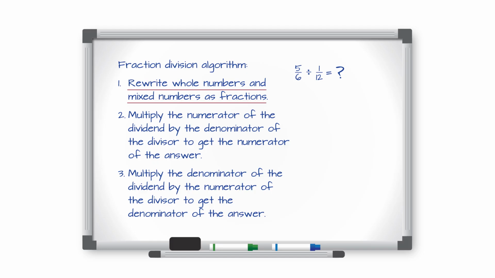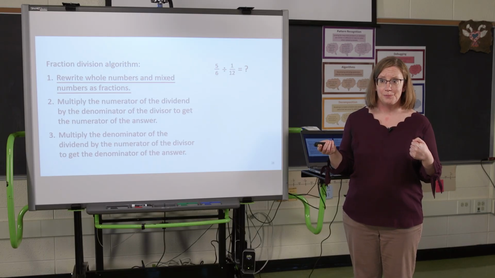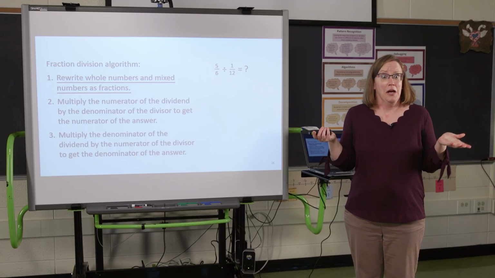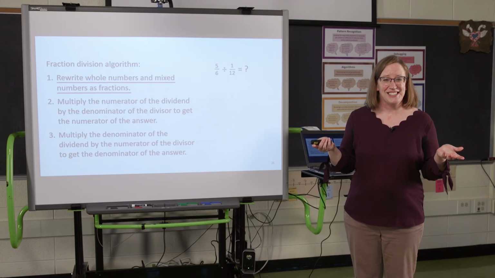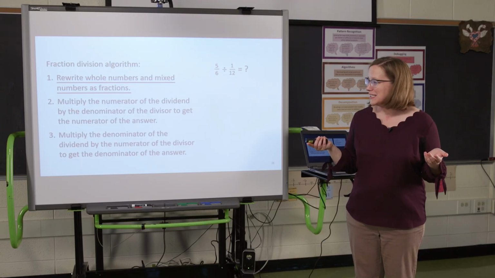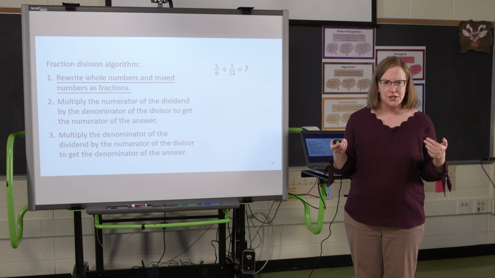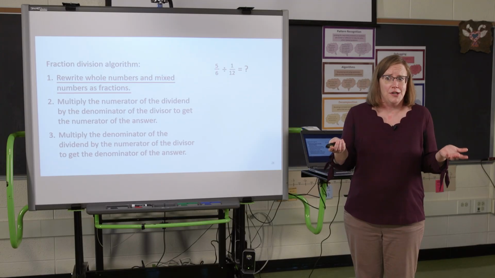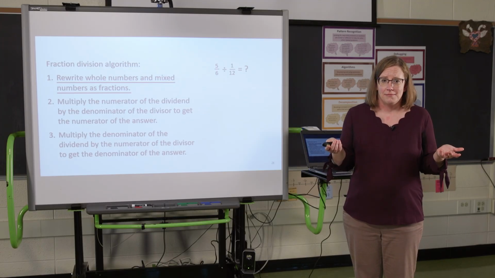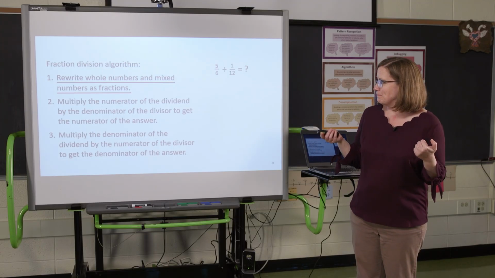The first step says rewrite whole numbers and mixed numbers as fractions. So what do we need to do? Nothing, right? So there aren't any whole numbers or mixed numbers. So this step doesn't apply. It's like when in the order of operations, we knew we didn't have to worry about that step with parentheses if there weren't any parentheses. So this step doesn't apply. We can skip it.